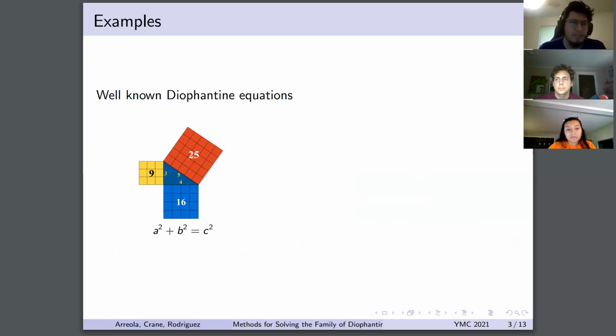The first equation that you see here is the famous Pythagorean theorem, which, as we know, states that the sum of the squares of a triangle's legs is equal to the square of its hypotenuse. And if you recall from what a Diophantine equation is, we are only interested in integer solutions. Hence, the equation here defines Pythagorean triplets.